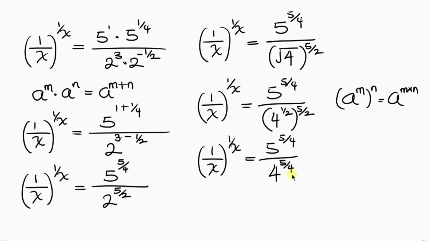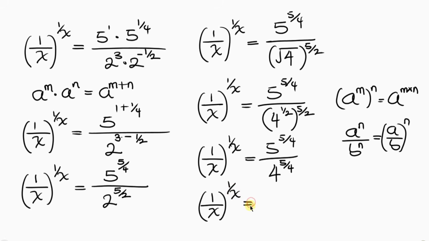Now we're getting there. Now there's another property of logarithm that we're going to be applying that says when I have a to the power of n all over b to the power of n, you notice that they have the same exponents. So this can be grouped as a over b all raised to the power of the common exponent n. That is it. So this becomes 1 over x all raised to the power of 1 over x to be equal to, now this can be written as 5 over 4 all raised to the power of the common exponent 5 over 4.